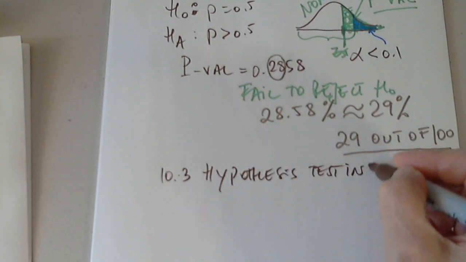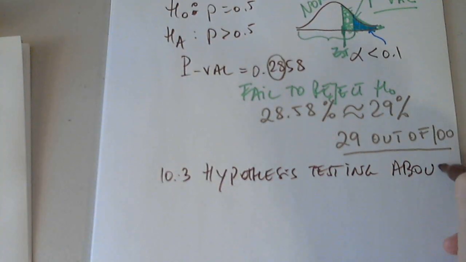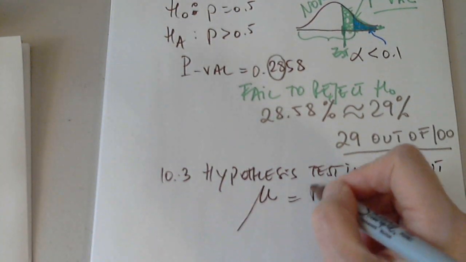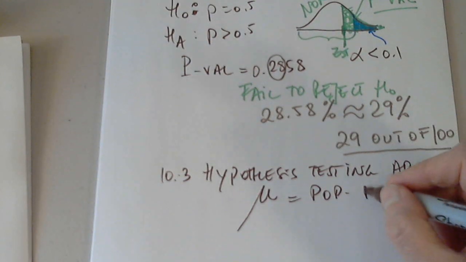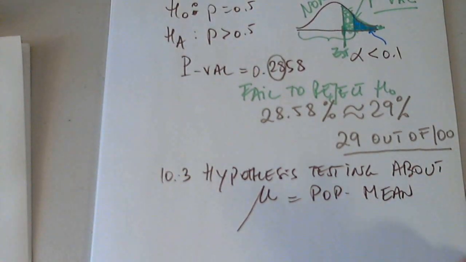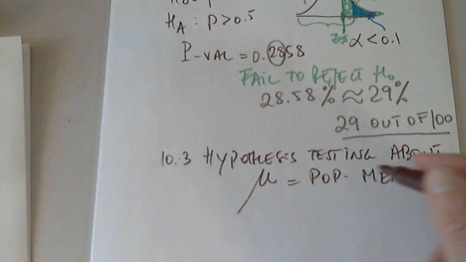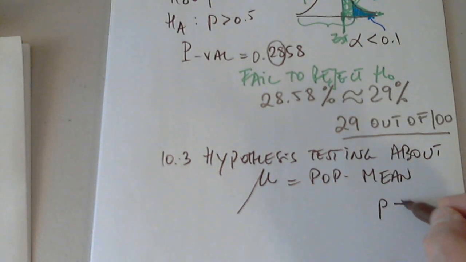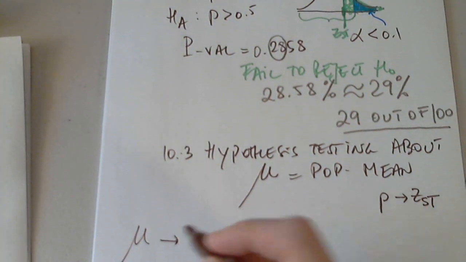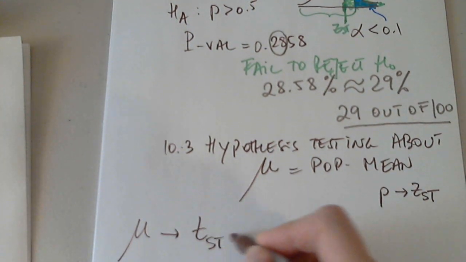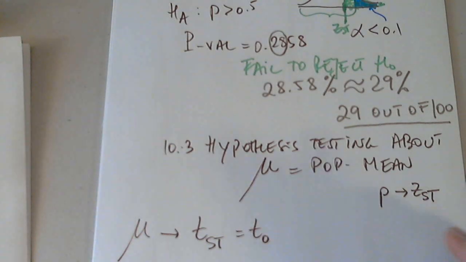hypothesis testing about, this time, mu, population mean. Okay, so the only difference is that in P, we used Z statistic, but now for mu, we will have to use the T statistic, also called T0 in your book.